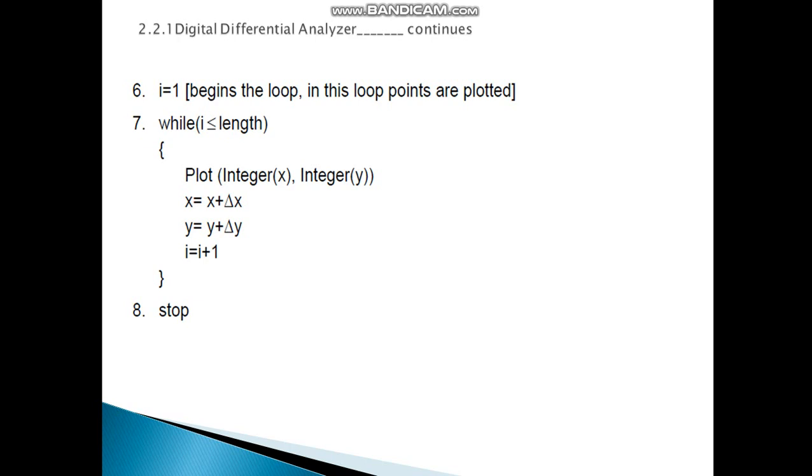While i is less than the length, meaning i is less than the steps, plot the integer x and integer y, meaning before the end point i is always less than the length. While i is less than or equal to length, plot the integer x and integer y, then calculate the x and y values, and i is incremented up to the length. If i is greater than length, then this while loop stops.